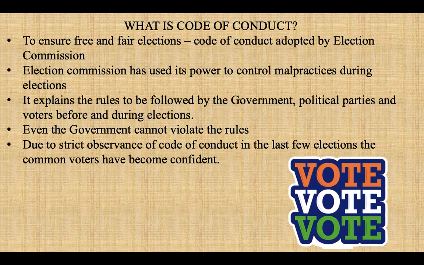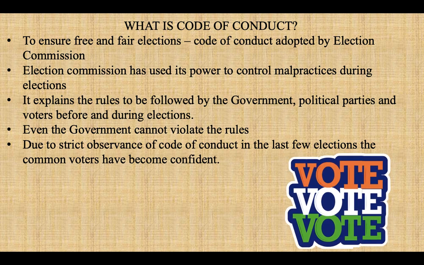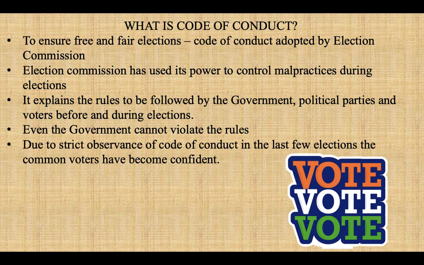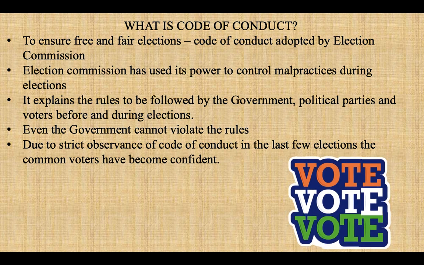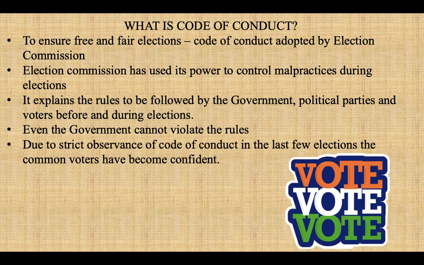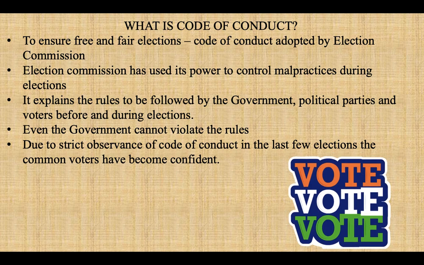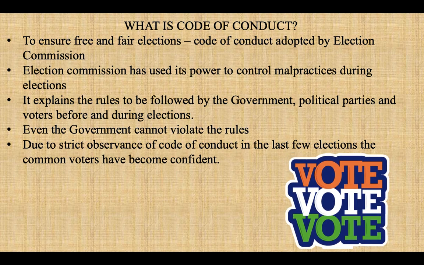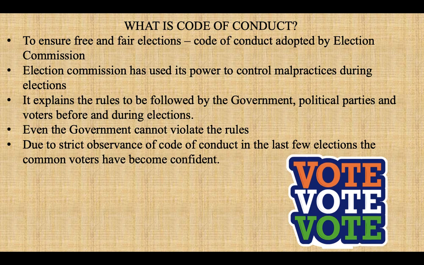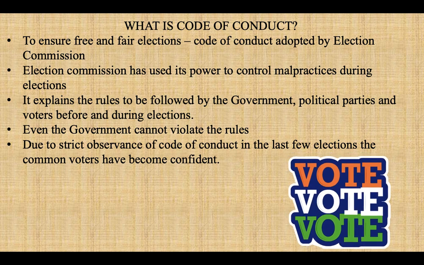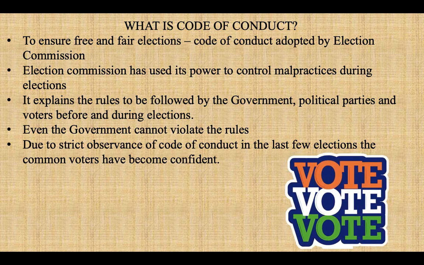The Code of Conduct explains the rules that are to be followed by the government, political parties, and voters before elections and during elections. So, before elections, also sometimes we get to hear about political parties bribing people or voters by either giving them money or food or household goods in order to gain more votes. These are malpractices that we hear of, and in order to make sure that the elections are held in a fair manner, these sort of malpractices have to be stopped.